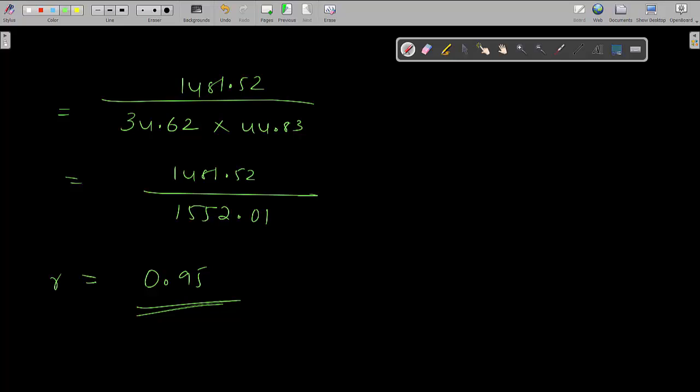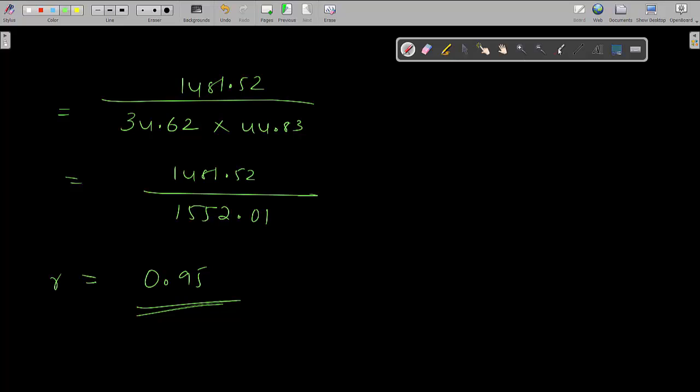So in the textbook, if you look into question number 4, the answer is given as R is equal to minus 0.95. Alright, so here the answer should be plus 0.95. That is, the correlation should be positive, not negative. We have solved it just now, and there's no negative sign. Therefore, please correct the answer in the textbook. All right.